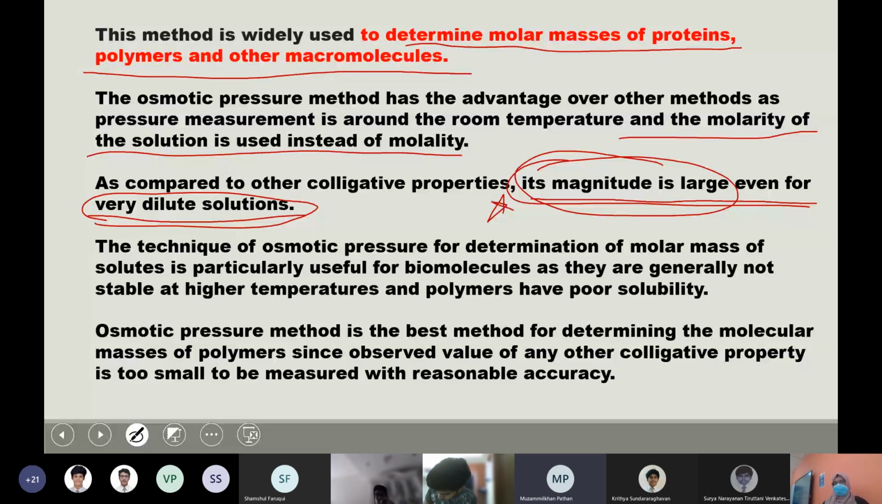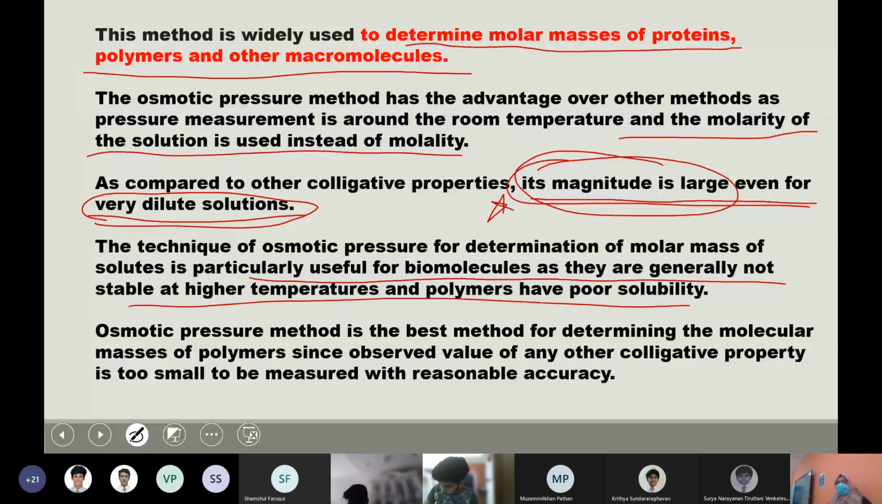Ma'am, in the exam, will they ask which colligative property has a magnitude which is large even for a very dilute solution? The question asked in the board exam was like this: the determination of molar masses of proteins, biomolecules, and macromolecules. That means big molecules. They use osmotic pressure over the other methods. Ma'am, so the answer is its magnitude is large even for a very dilute solution. It's not complete, I have some more points to add. Basically, they can ask a question related to this. Yeah, they can ask related to anything.